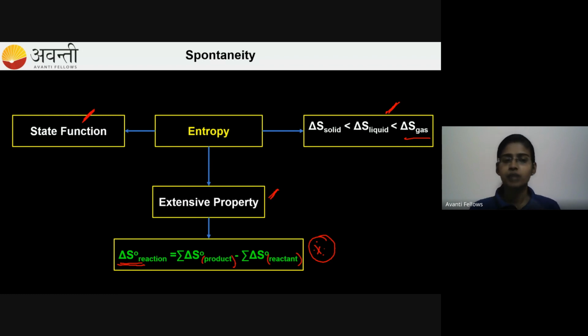And some more formulas also we have. If you guys have completed this, then we can move on to that. Shall I move on to the next slide?